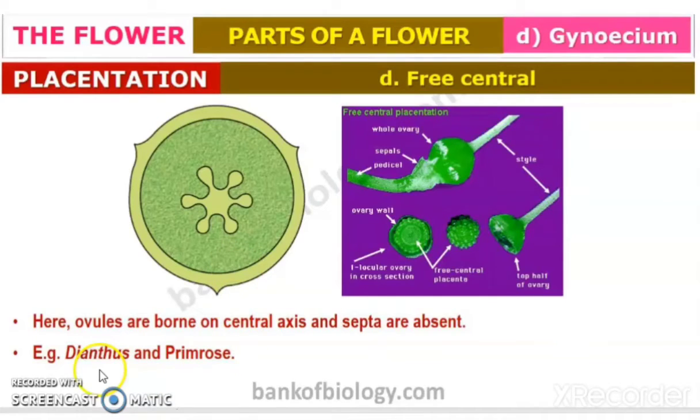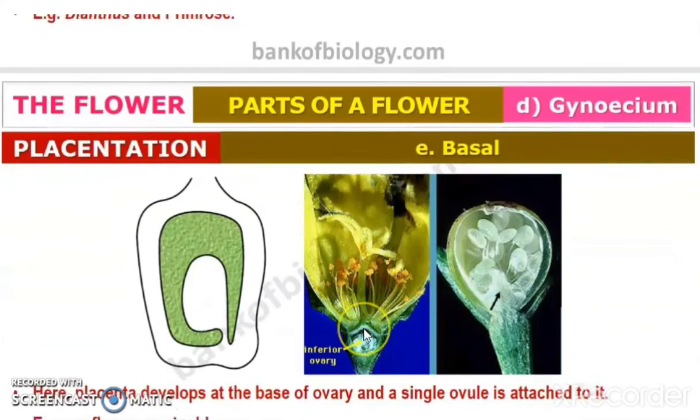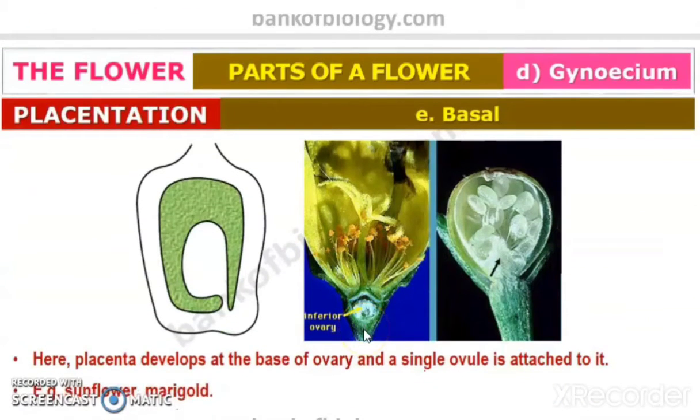An example of plants which have this placentation is dianthus and primrose. So these are the examples of flowers which have this free central placentation. Now coming to the last one, which is the basal placentation. So here it is basal, right? So the placenta will be in the basal part. Here the placenta develops at the base of the ovary and a single ovule is attached to it.